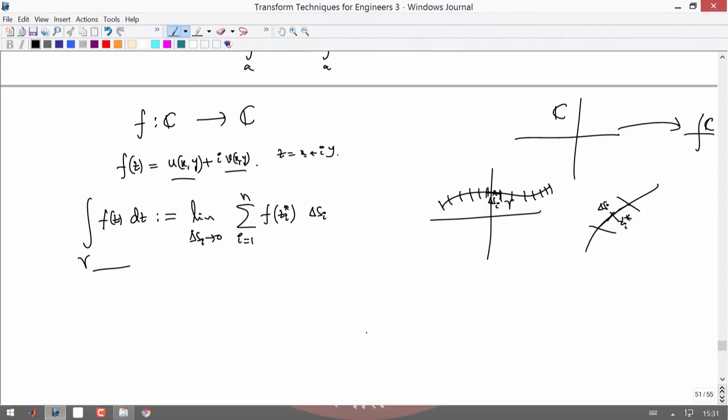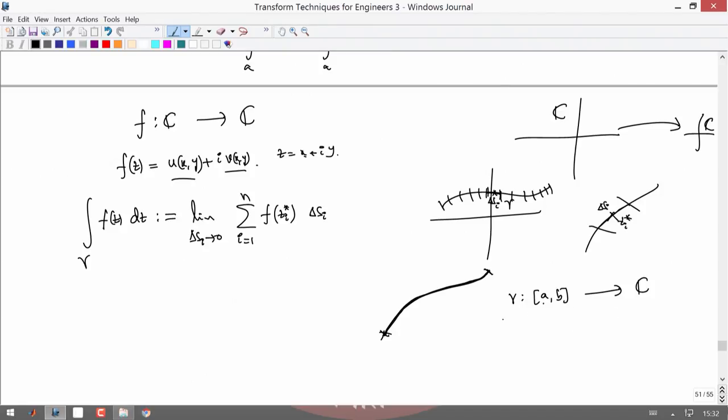By manipulation, what you end up with is, if you use the parameterization of this curve, any curve C you can parameterize. This is a curve gamma in this complex plane. Parameterization means I make a mapping from some interval [a, b] to the complex plane. At a this is the point, at b it is the other end. It is a complex valued function of a real variable, and that is exactly the curve. As you move from a to b, you move along the curve from this point to this point.